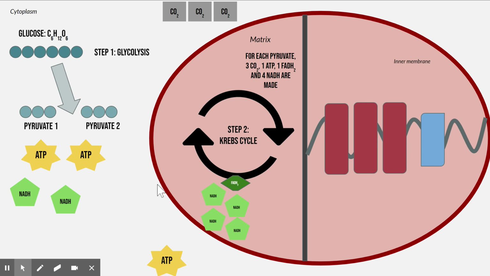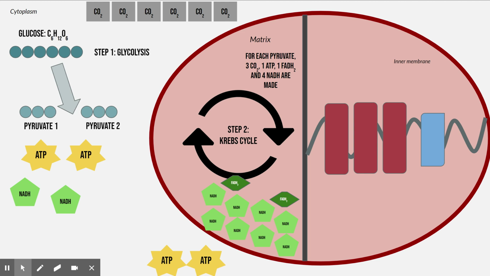The Krebs cycle then happens again, this time with the other pyruvate that was made from glycolysis. So this pyruvate enters into the matrix, starts the Krebs cycle. 3 more carbon dioxides are made and released to the outside. 4 more NADHs and 1 more FADH2 stay within the matrix. And finally, one more ATP is made.